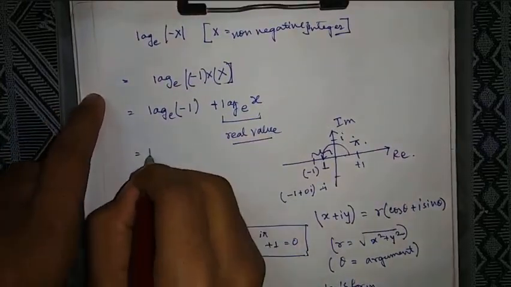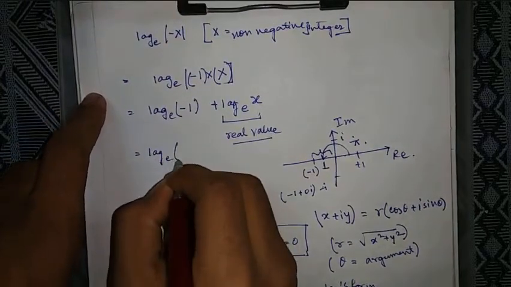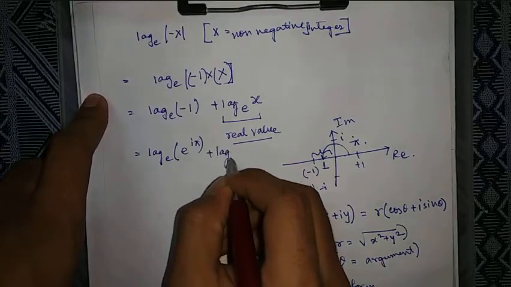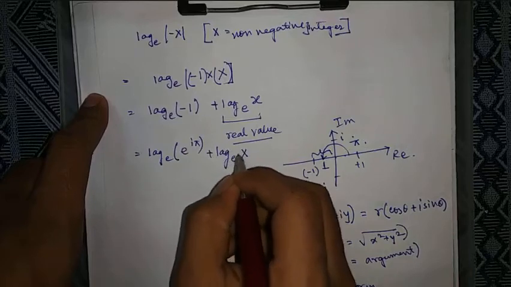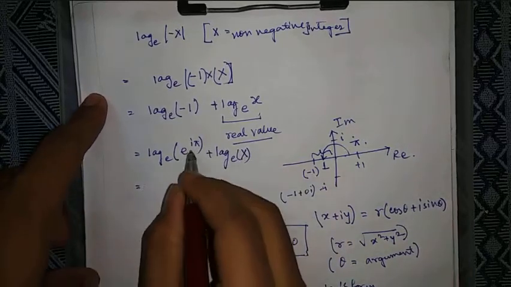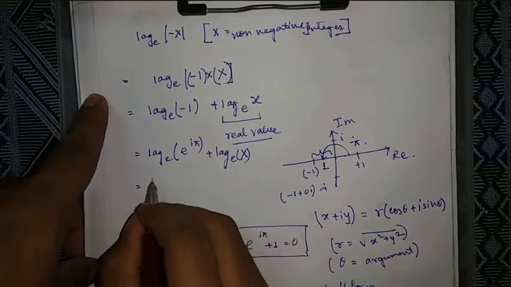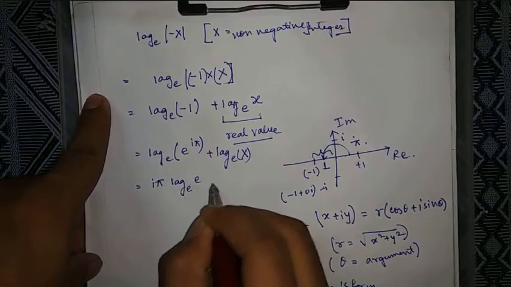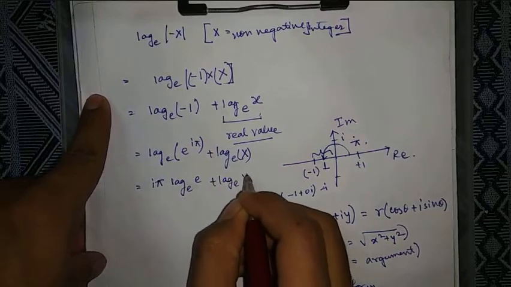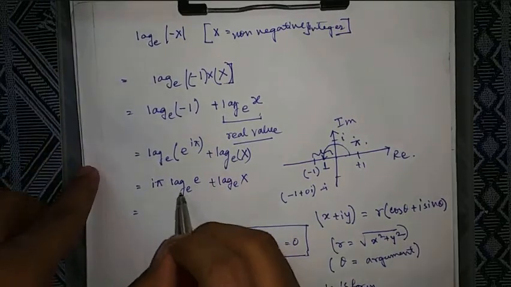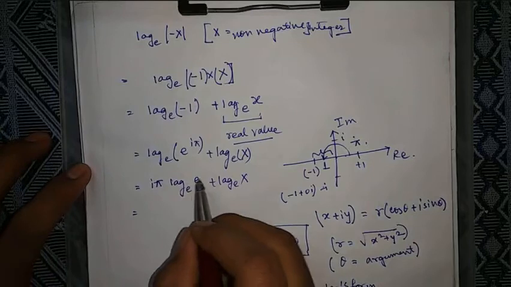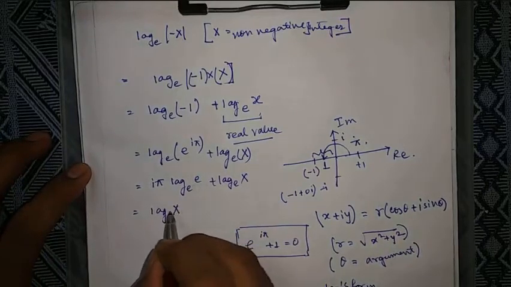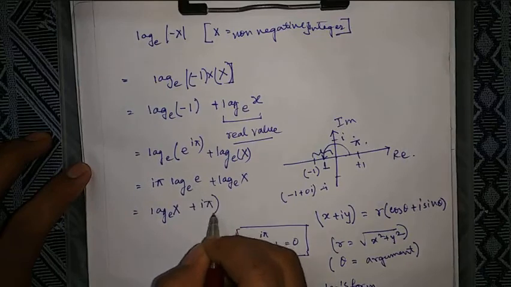So log of -1 can be written as log of e to the power i pi, plus log x base e. As this is in the power, we can write it in front, as i pi times log e base e plus log x base e, and as you know, log e base e is actually 1, so this can be written as log x base e plus i pi.